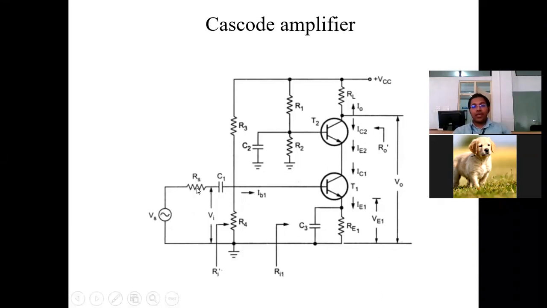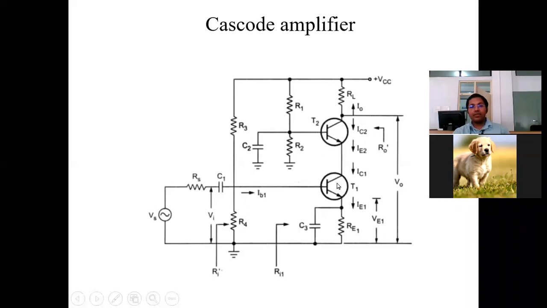Next, the source has internal resistance. This capacitor is for coupling. This is AC. You are giving AC to your amplifier circuit. You are coupling, okay, right? So, coupling capacitor.